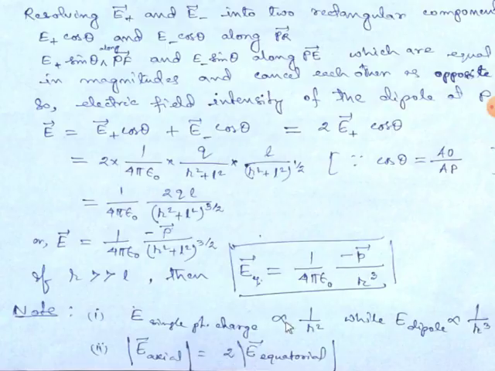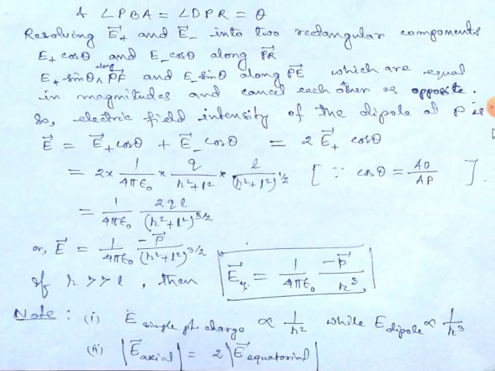Got it? So your E axial, that is the electric field of an electric dipole along its axial line, is equal to 2 times the electric field at its equatorial line. Got it? Yes, let's stop it here for today.